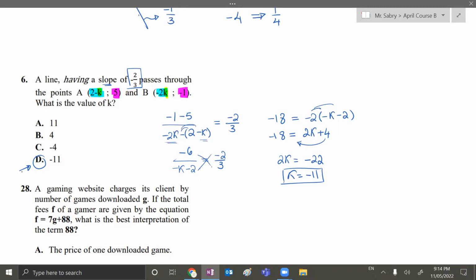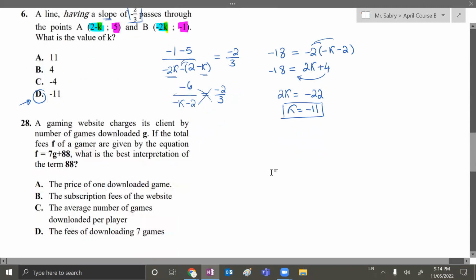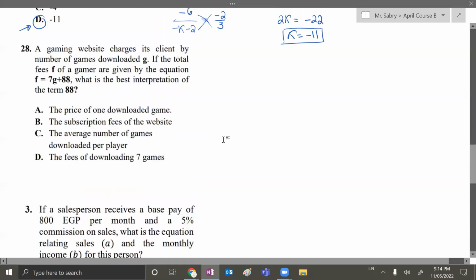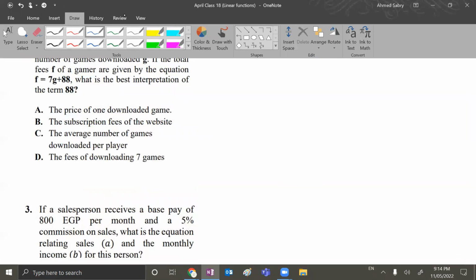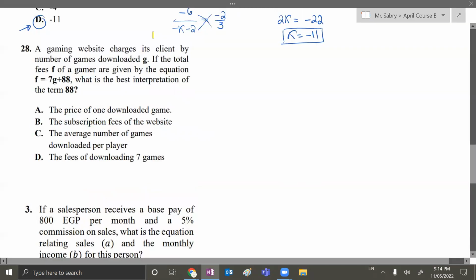Let me see. Right. Next question, 28. 28 is mainly just an understanding of whether you do understand what a linear function represents and what the slope and the y-intercept represent. They depend entirely on the keywords that I've expressed at the beginning for the y-intercept and the slope. It says here, a gaming website charges its clients by number of games downloaded, G. So G represents the number of games.